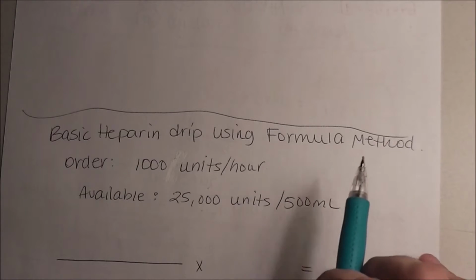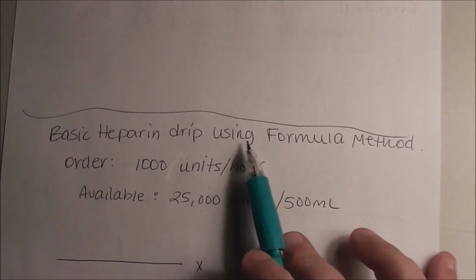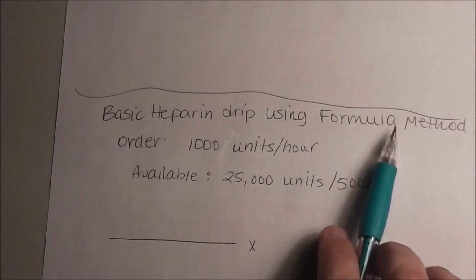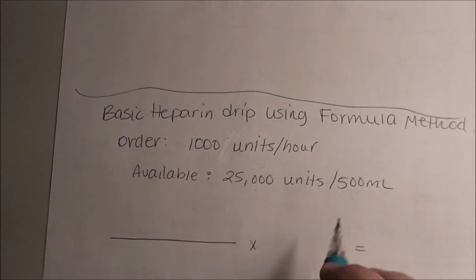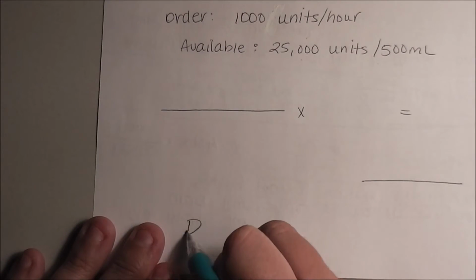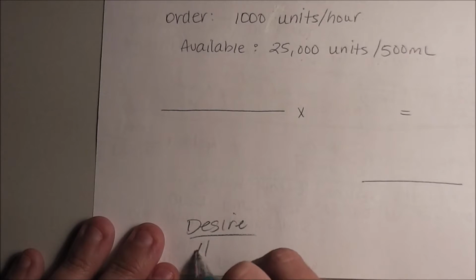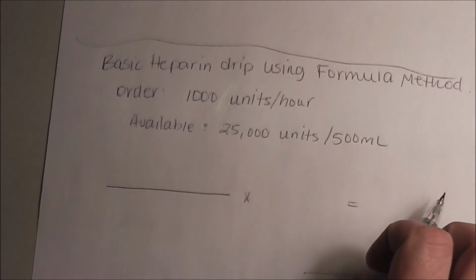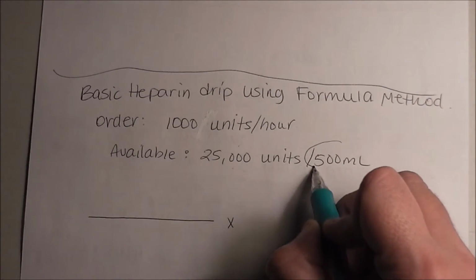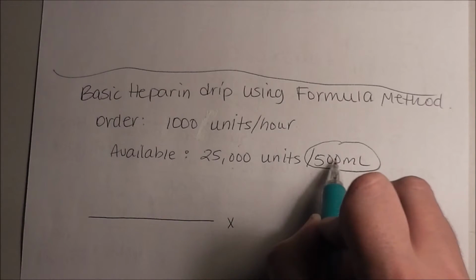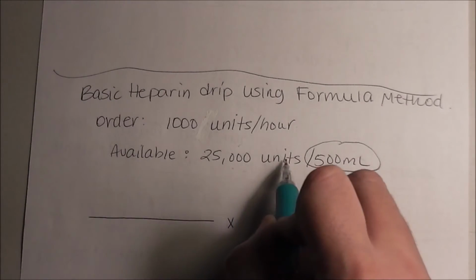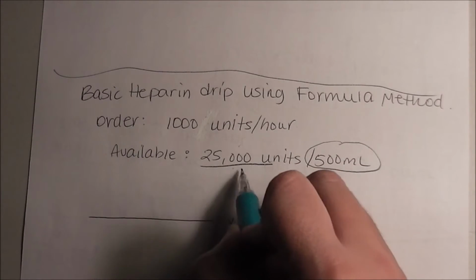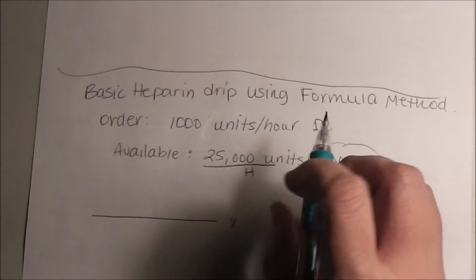Don't let it freak you out. A basic calculation like this you can do in your formula method. Remember what that is: desire over have times supply. Remember what supply is. It's the milliliter or tablet of your available. This is your have, and this is your desire.